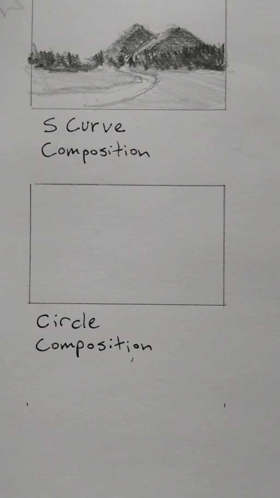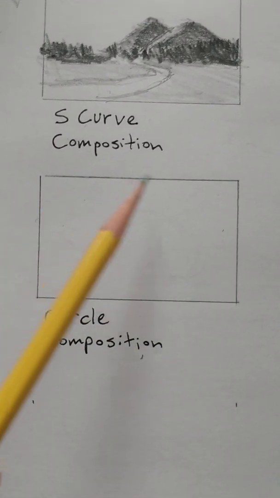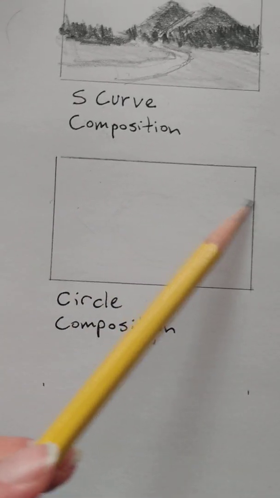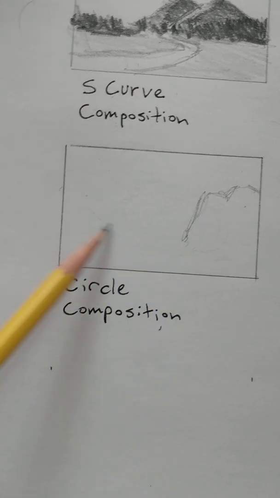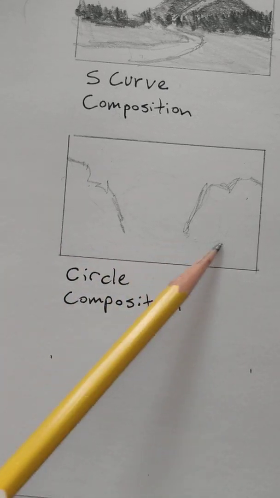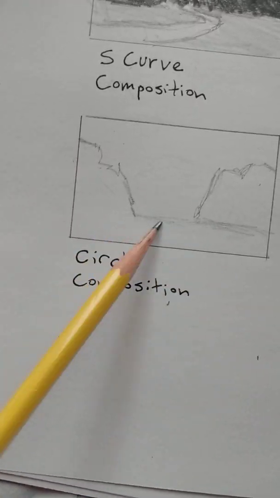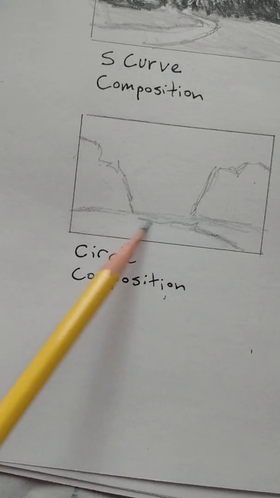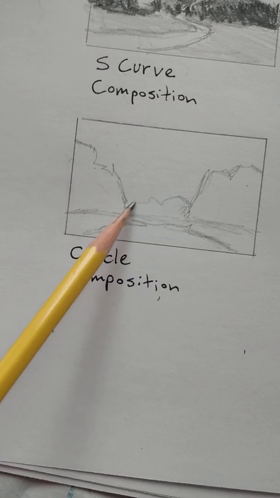Now for the circle. For the circle, I decided to put mountains on either side and then kind of leave a space with a little bit of mountain in the background and some clouds. So let me show you what I mean. Mountain drop off. And I saw a scene kind of like this in a photo that was taken a couple years ago at a national park. This is kind of like it, but not exactly. That's a lake. Here's some mountain in the background.